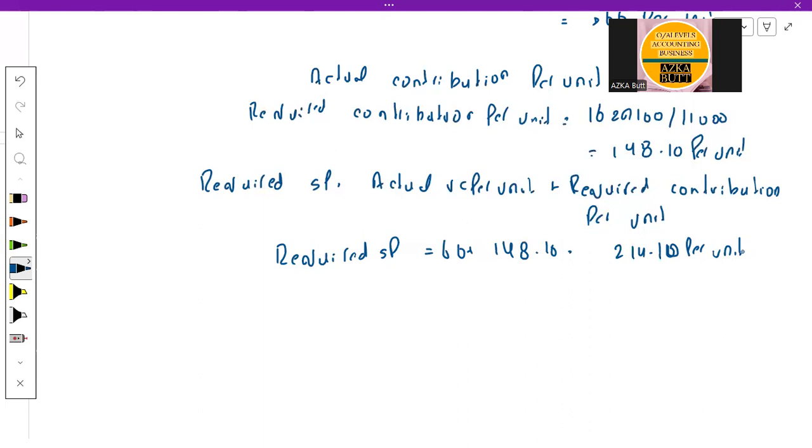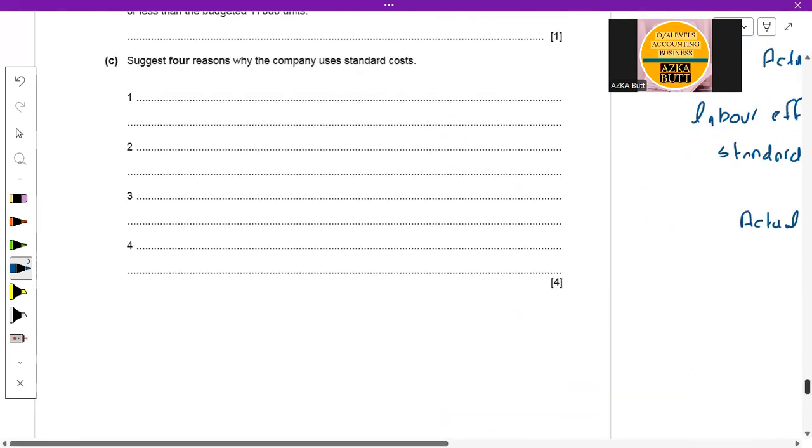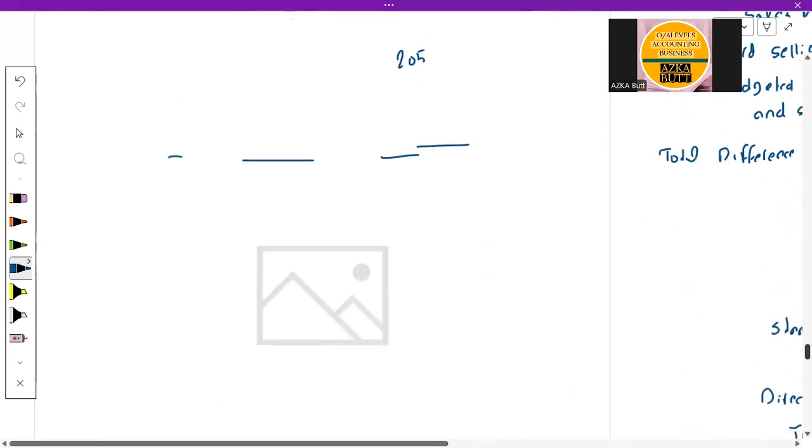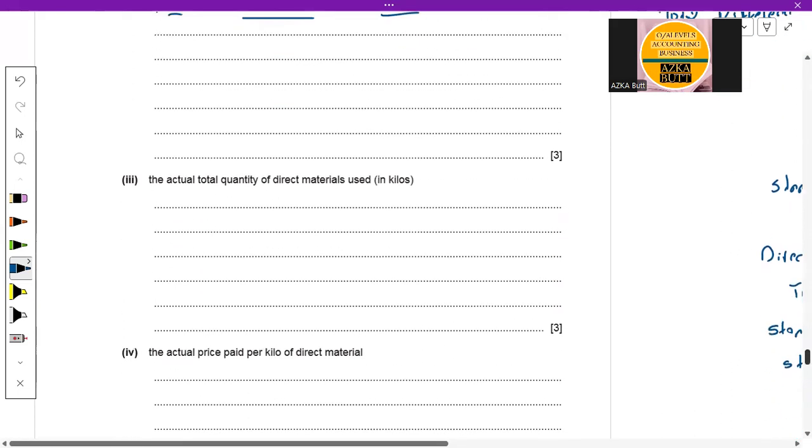Now we are going to see the other question. We are going to see the actual quantity of direct material used in kilos. First of all, to calculate the actual quantity of direct material used in kilos, we need to use the information about the material usage variance. So understanding the material usage variance is crucial.